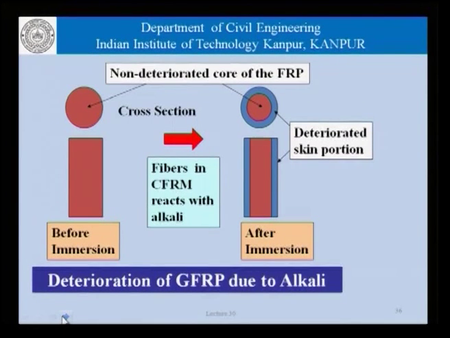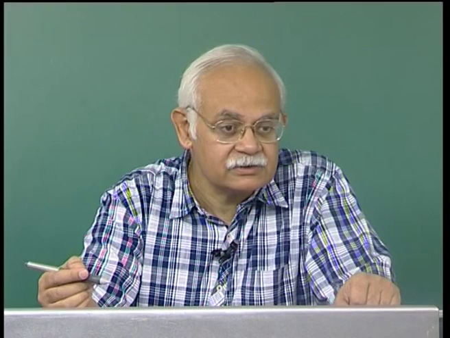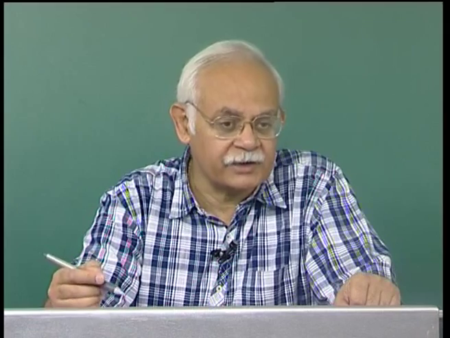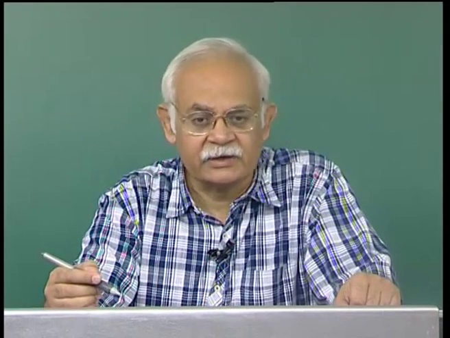As far as the model is concerned, we can look at it the way it is shown here, that there is a deteriorated skin portion that can be identified as far as a glass FRP is concerned, and only the core remains unreacted or undamaged. One of the ways therefore to use glass reinforced fiber plastics in concrete construction would be to have a coating on the glass fibers and the CFRM in order to protect them from the action of alkalis in the environment.